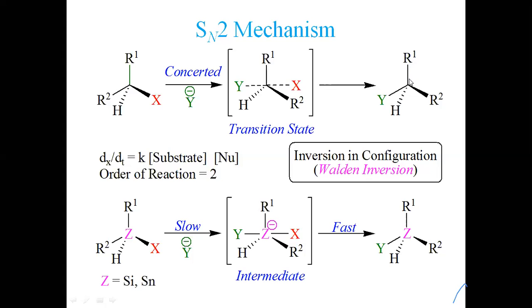R1 is along the plane. Hydrogen is behind the plane. These two atoms are at the same position. No change in reactant and products.